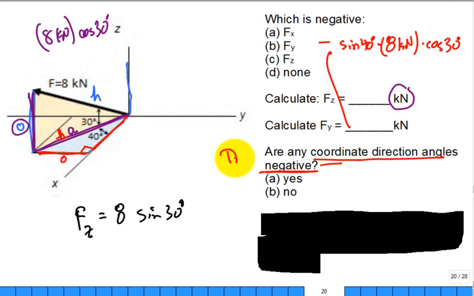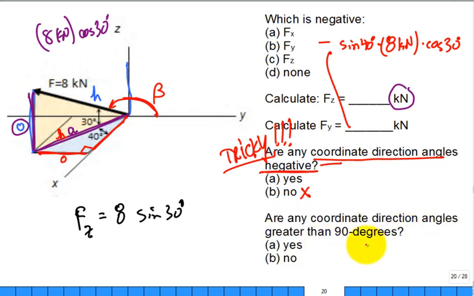This is a tricky one. I try not to be tricky. But your coordinate direction angle for this one, which is going to be for the beta. Oops, this is not drawn. Isn't this for the beta? The beta is going to be greater than 90. But beta will always be positive. Likewise, the alpha and the gamma, the coordinate direction angles are positive. Okay? All right. So are any of the coordinate direction angles negative? None of them are negative. They're all positive. All right. Are any of the coordinate direction angles greater than 90 degrees? Yes. And one of them is not the alpha, but the beta. But the beta is greater than 90 degrees.